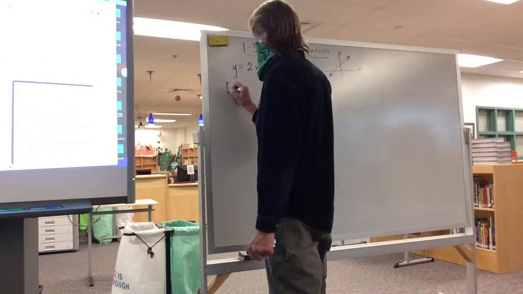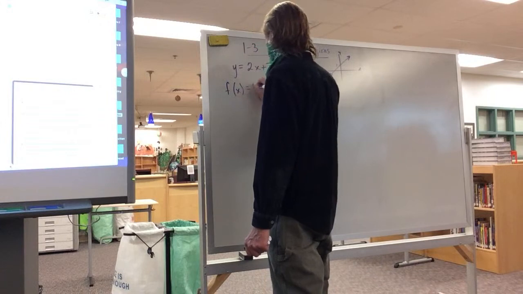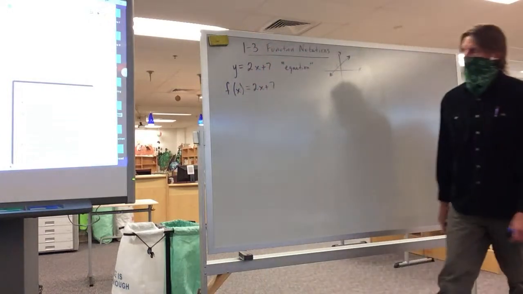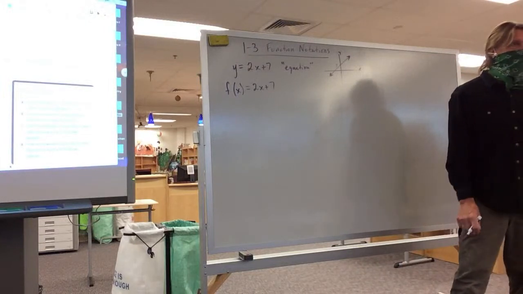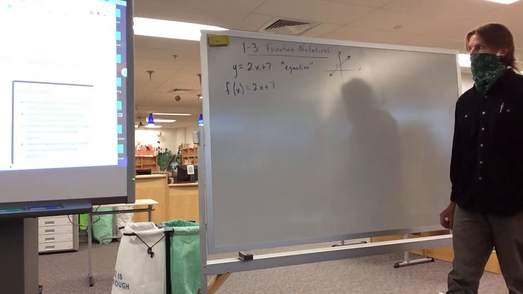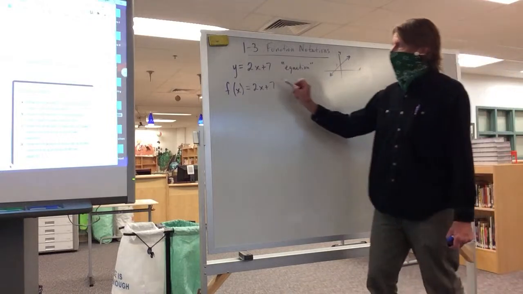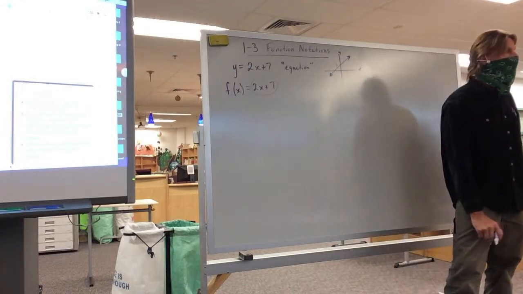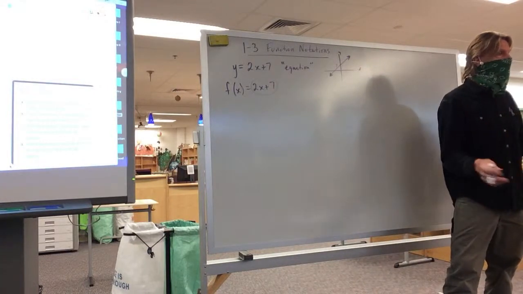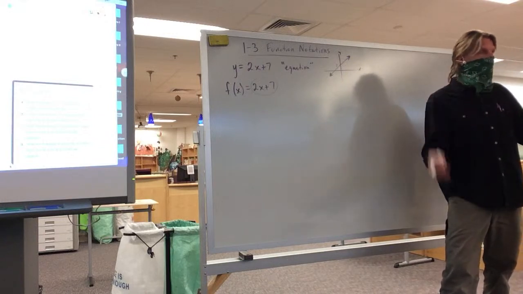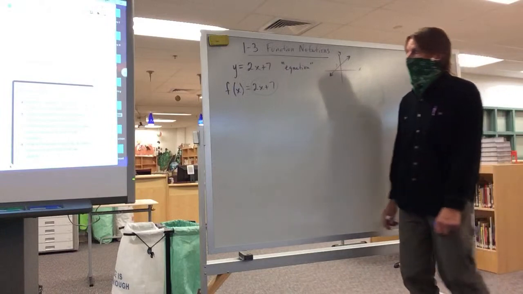So then we could write it like this. And what this says is that the function of x, or f of x, is equal to 2x plus 7. So kind of like the working part of this is right here. That's the 2x plus 7. That ends up giving us an output. When we multiply x by 2, we add 7.